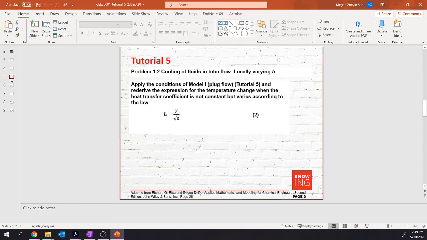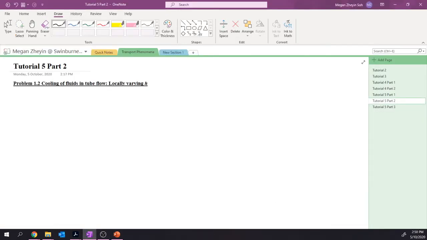Now, the cooling of fluids in tube flow with locally varying h. So we apply the conditions of Model 1 plug flow in Tutorial 5, and we derive the expression for the temperature change when the heat transfer coefficient is not constant but varies according to this law.